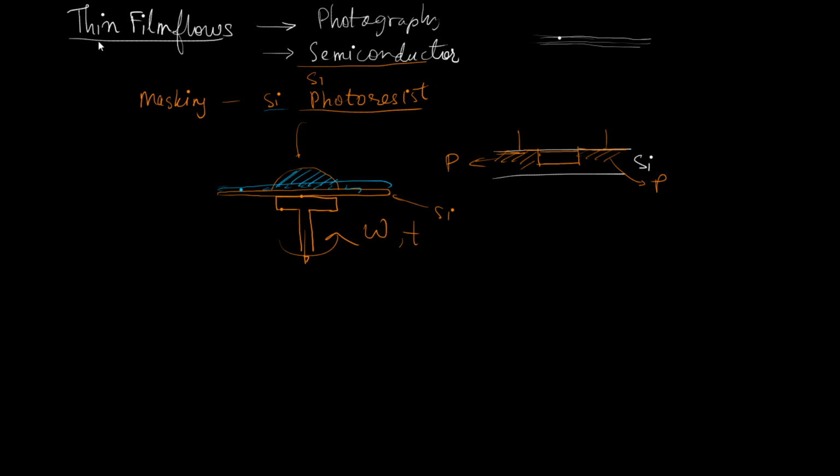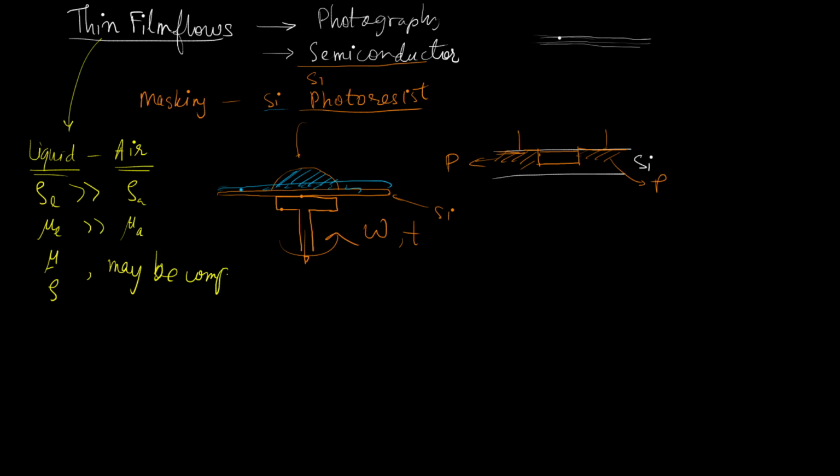Okay, so thin film flows, typically when we study them in the context of this course, are going to be between some liquid and air. Well, both are fluids, but air is a fluid with a much lower density than the liquid. So the density of the liquid will be much larger than the density of air. Moreover, typically the viscosity of the liquid will also be much larger than the viscosity of the air. Okay, but the dynamic viscosity, so the kinematic viscosity, that is mu by rho, may be comparable. Okay, that may be comparable, but that's not the point over here.